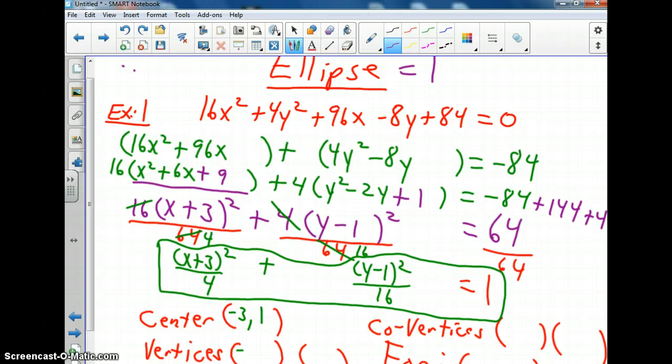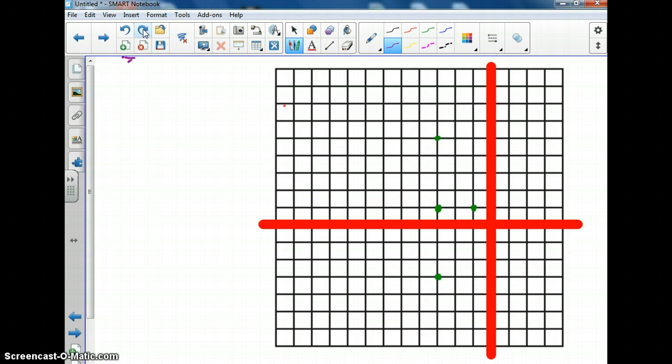Okay, so the major is the largest, right? It's the 16, which is under the y. So the y is the major, right? So here we go. There's the a squared, right? And here's the minor, the b squared, right? Okay, so now we're going to go here, right? And so do you notice here? I'm going to count 4 up from the center and 4 down from the center.